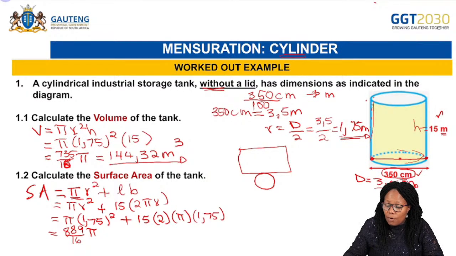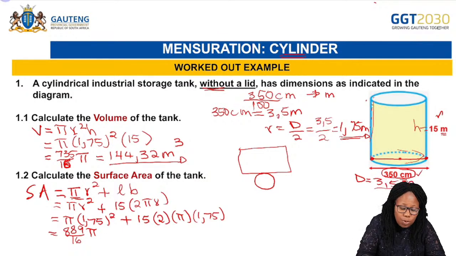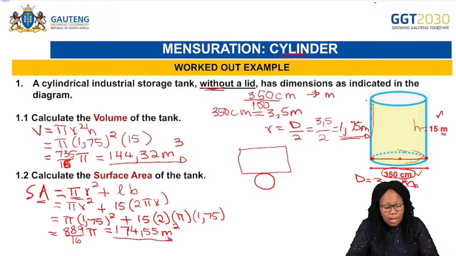If they say round off to 2 decimals, you press your SD button, then this will go straight to decimal, which equals 174,55. And then let's check the units now. We are talking about area, and everything is in meters. This will be square meters. That is the area of that particular container, the surface area, the net diagram of that particular container. Okay.